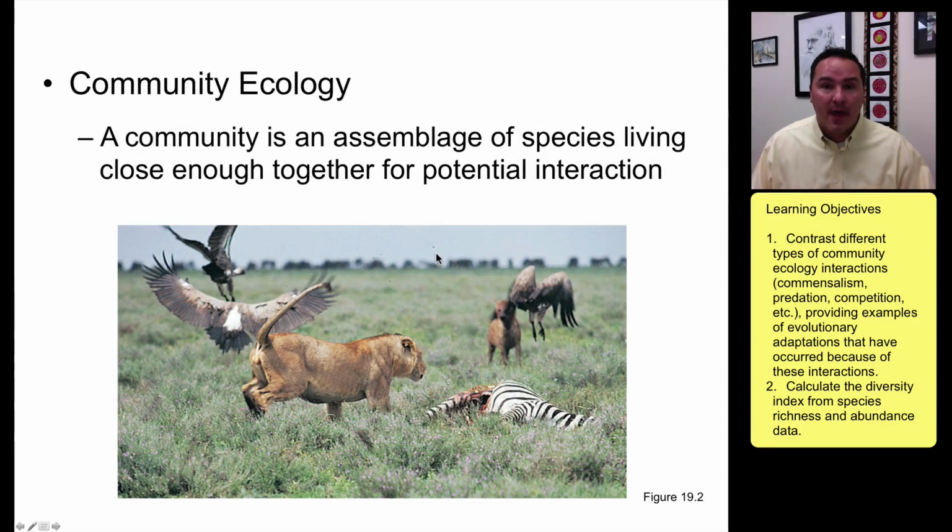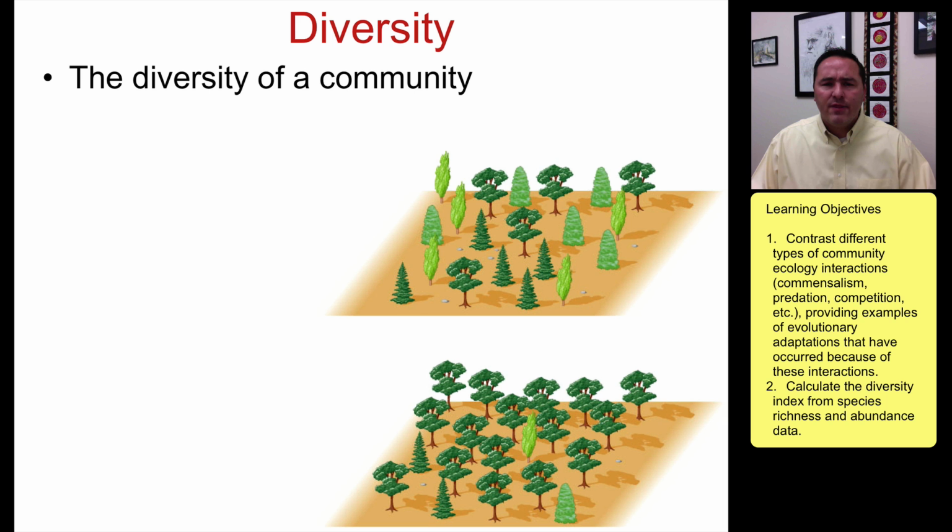The third level of ecology is called community ecology, and a community is the assemblage of all of the species that live close enough together for a potential interaction. And one thing that we do in community ecology that's really important is we talk about diversity, how diverse a community is relative to another community.